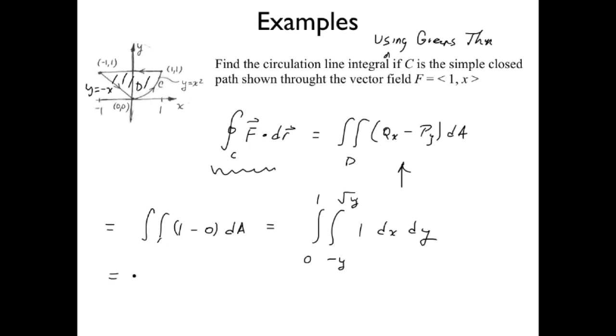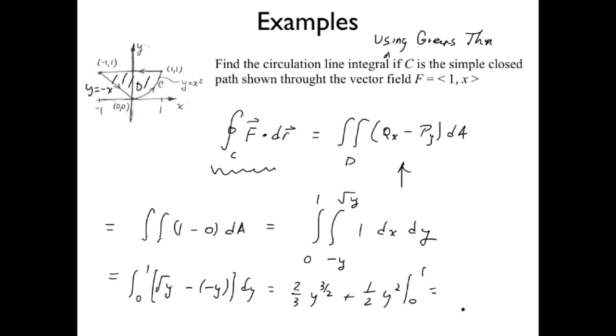So we're going to have 0 to 1. I think this is going to be what? Radical y minus negative y. Check my math. So that's going to be 2/3 y to the 3/2 plus 1/2 y squared, from 0 to 1. 2/3 plus 1/2, so 7/6.